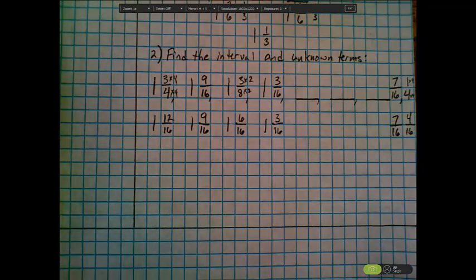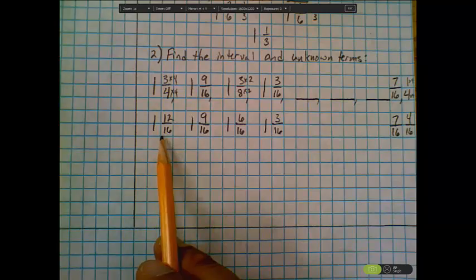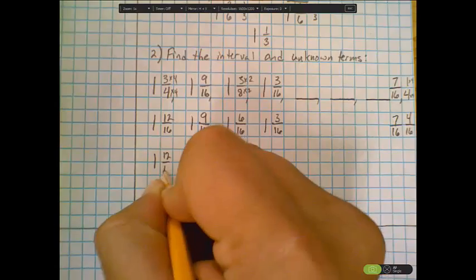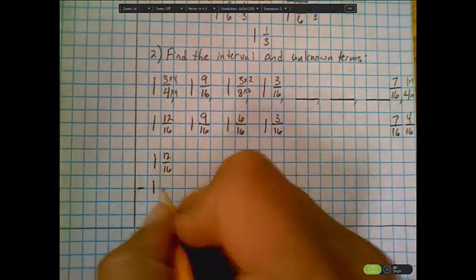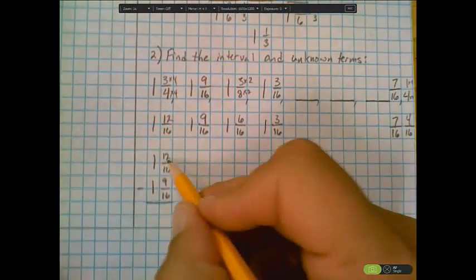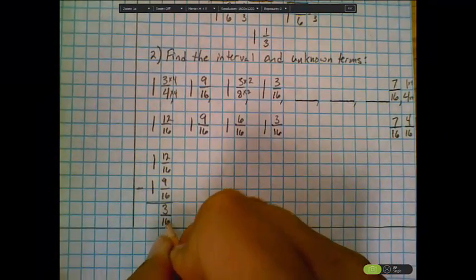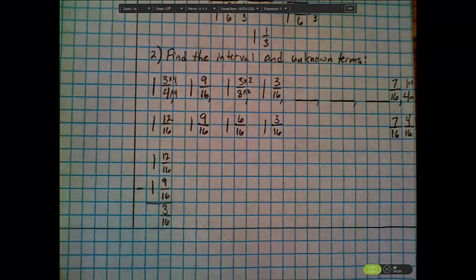look for the rule. So we'll start off with the larger of the two. In this case, the larger of the two is the first one. And so we'll have 1 and 12 sixteenths, and we'll subtract 1 and 9 sixteenths. So 12 minus 9 is 3. Keep the same denominator, and 1 minus 1 is 0. So it looks like our interval could be 3 sixteenths. Let's do the next one and see.